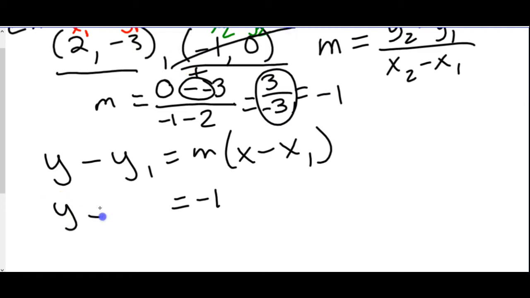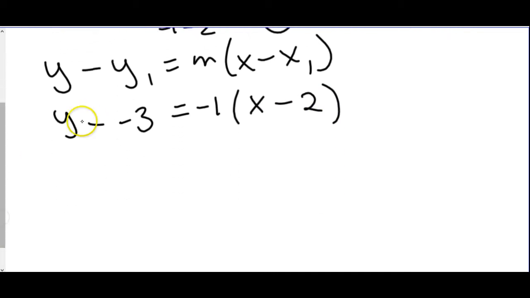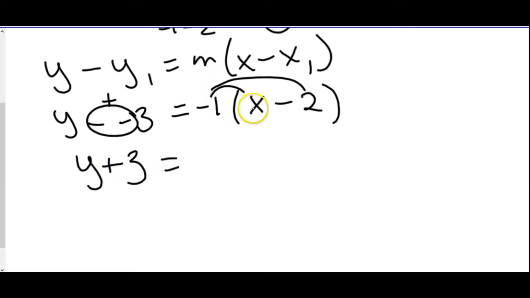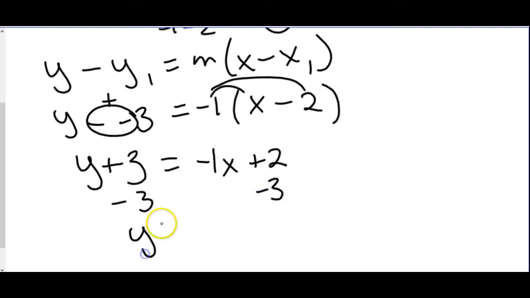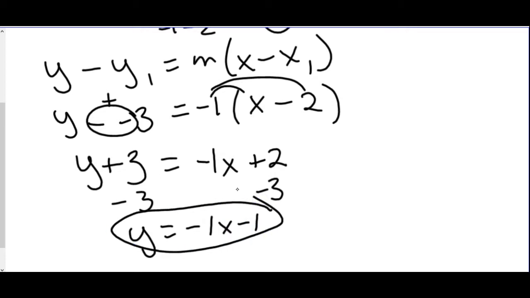We'd have y minus y1, which is y minus -3, equals -1 times x minus x1, so x minus 2. And we have to simplify this. A negative outside a negative is a plus, so y plus 3 equals, and we have to distribute the -1. -1 times x is -1x. -1 times -2 is +2. And we have to subtract 3 from both sides, so we get the equation y equals -1x minus 1. And that would be our final answer.